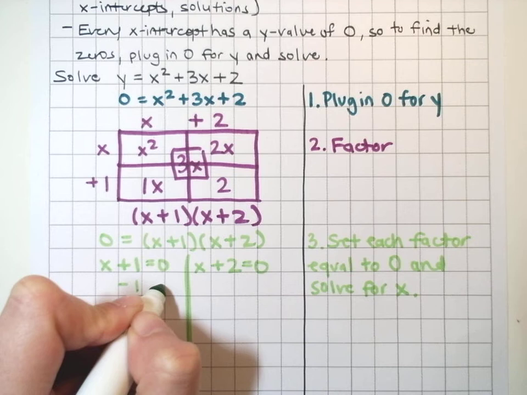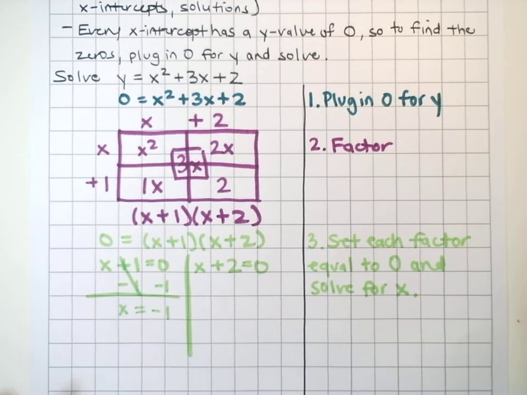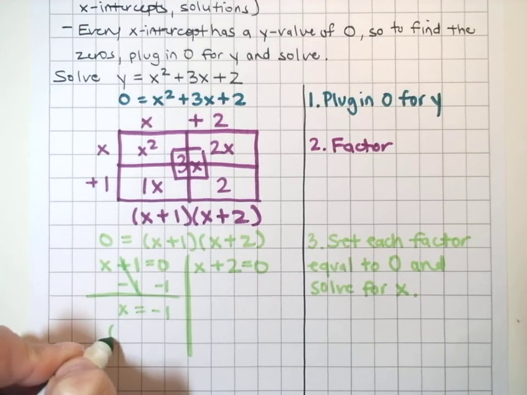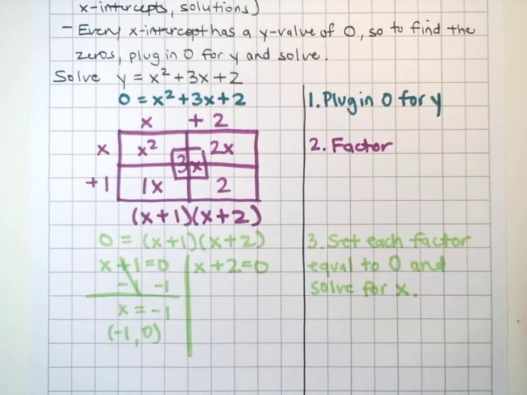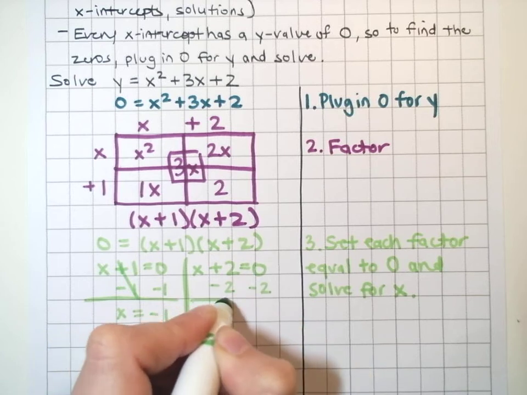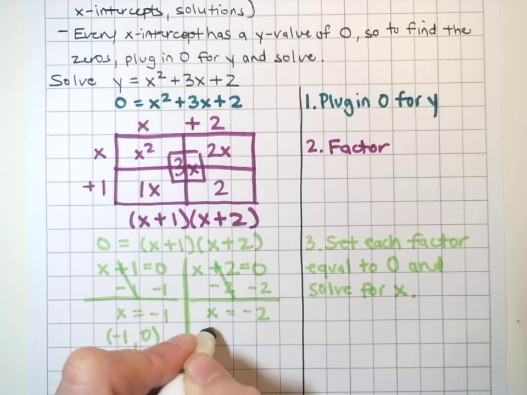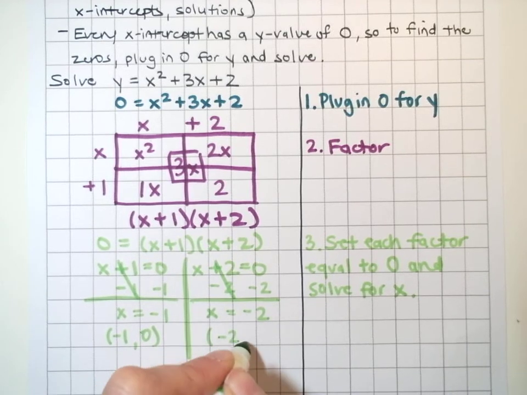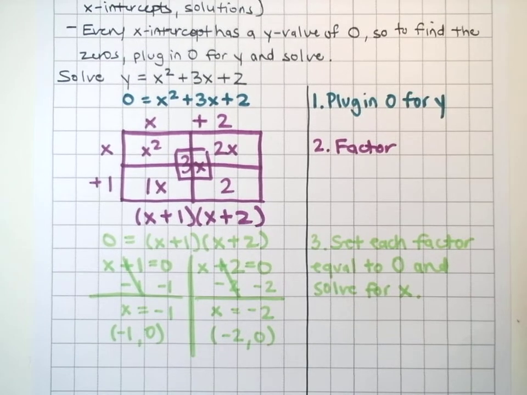So we would subtract 1 from both sides. Those cancel out, leaving us with x equals -1. And so when x is -1, y is 0, because we plugged in 0 for y. Then we solve our second one, so we subtract 2 from both sides. The 2's cancel out, so x equals -2, and so our other x-intercept is -2, 0. So we have two x-intercepts because it's a parabola. So this parabola crosses the x-axis 2 times.